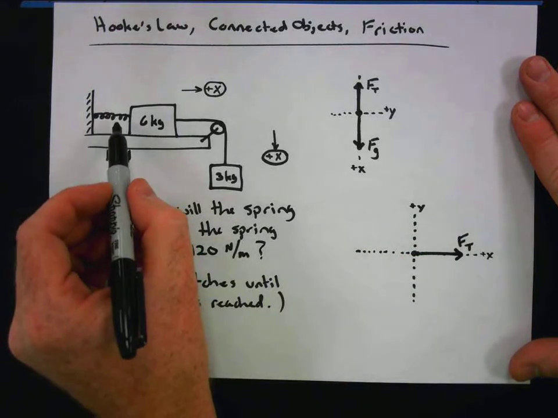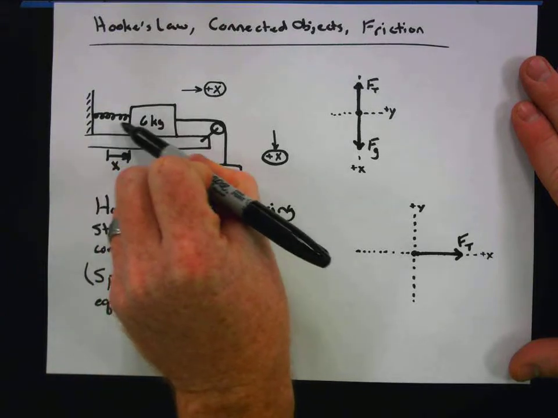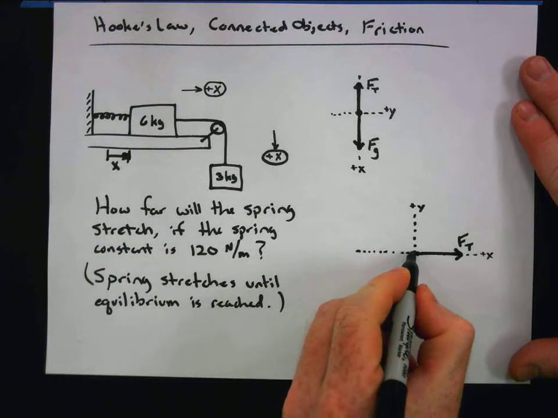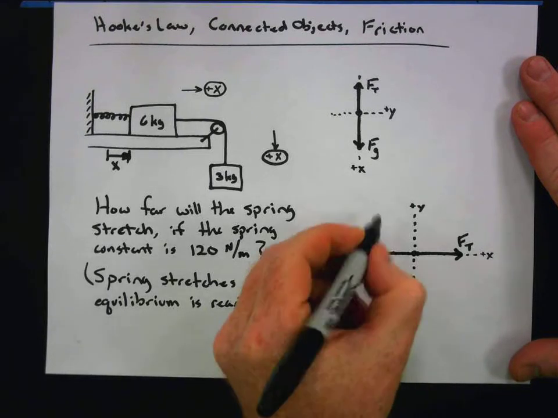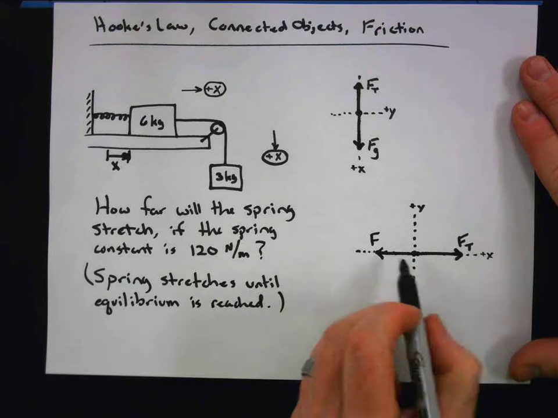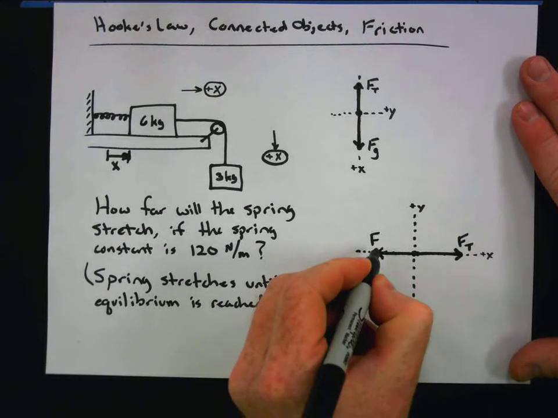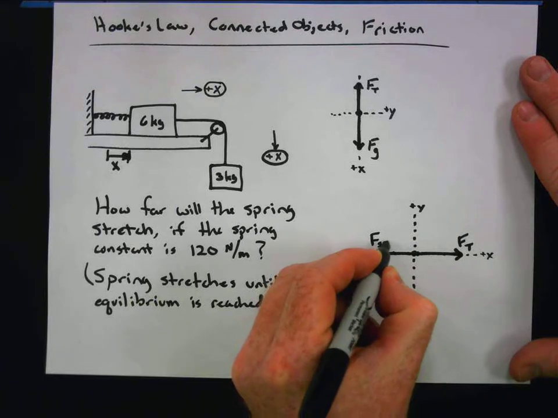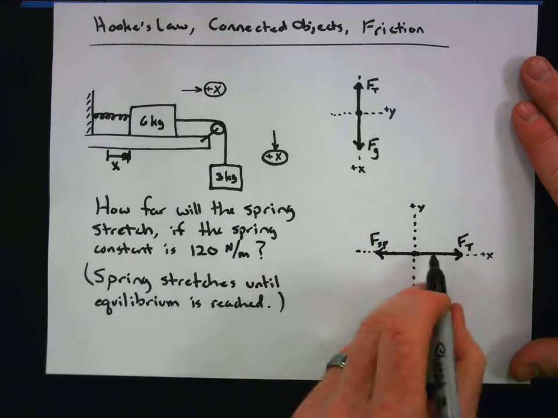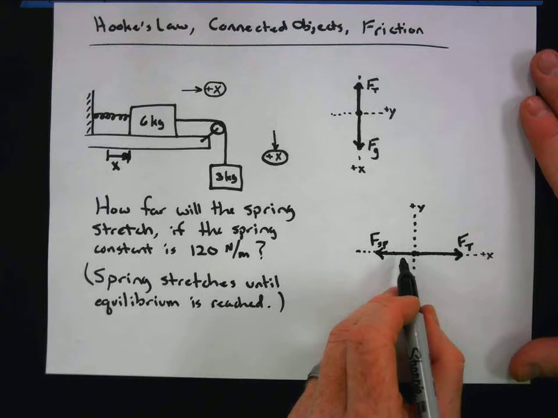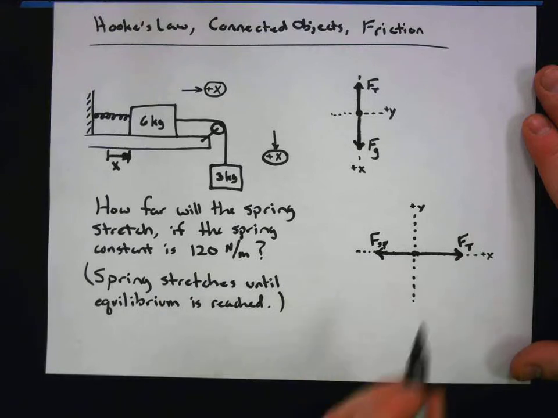And the spring is going to be a restoring force, trying to pull the block back to its prior position. Since I know this object is in equilibrium, I tried to draw those two arrows the same length. Maybe I missed the mark a little bit, but force of the spring. I just need to know that those two forces are the same magnitude.